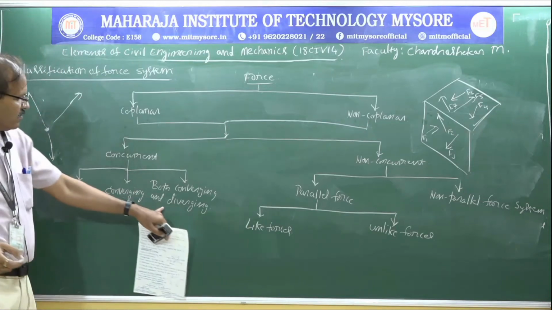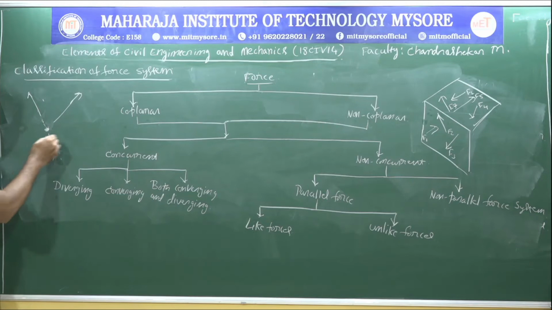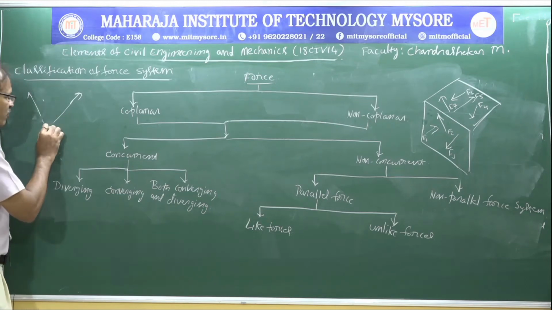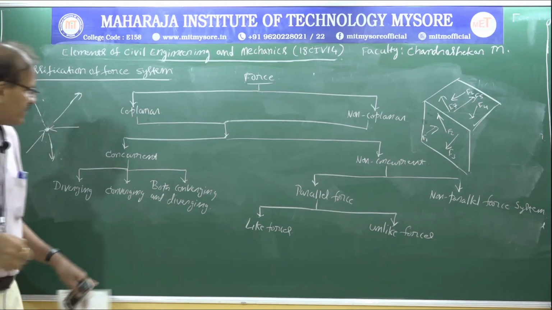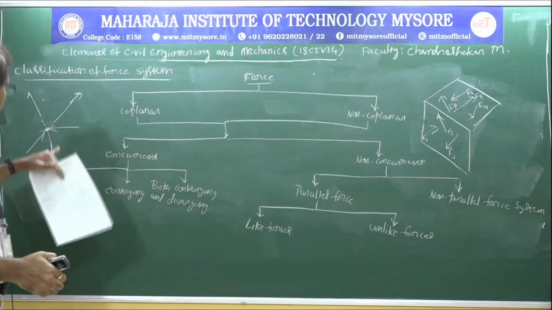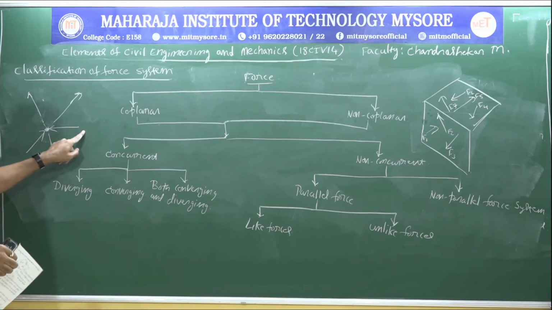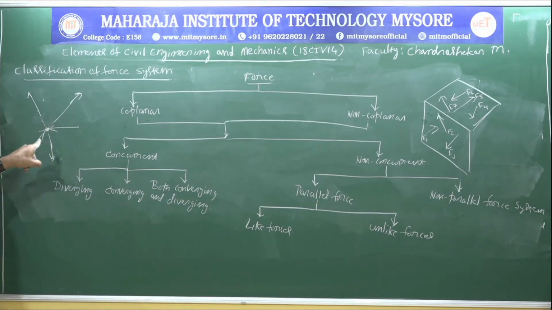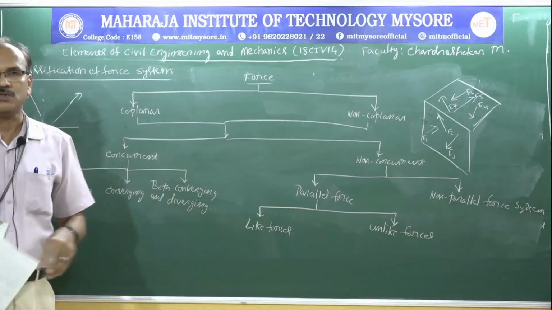Then coming to this, both converging and diverging. So again, a system of forces, some forces are acting away from the point, some forces are acting towards the point. This is both converging and diverging. This system is called coplanar, concurrent, both converging and diverging forces.